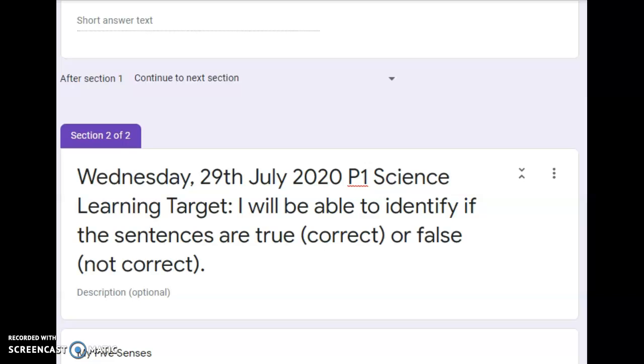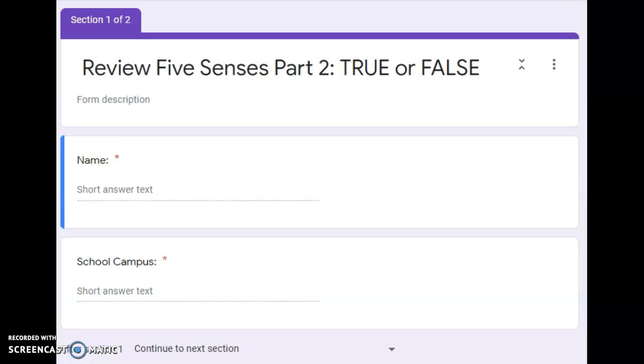Again, this is a review about your 5 senses, because our last unit in our book talks about sounds. Before we go deeper into sounds, I want you to really understand the 5 senses: what the body parts are and their purposes, or functions. We use our eyes to what? To smell, to hear, and stuff like that.